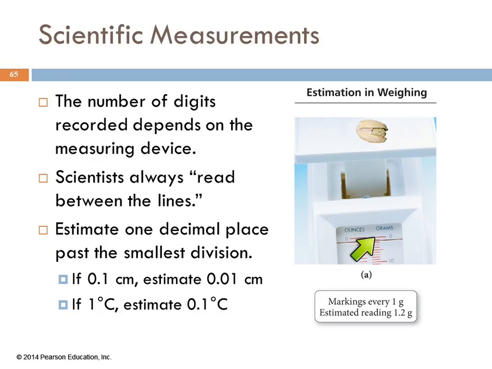So on this scale, we have divisions. The lines each represent 1 gram, because here's 0 and here's 10. And in between are 10 spaces. So each line is 1. That means we estimate to the next decimal place. If you're using a ruler that has divisions, lines of 0.1 centimeter, then you estimate to the next decimal place. On a thermometer, if it's got 1 degree markings, you estimate to 0.1. And I call that reading between the lines.